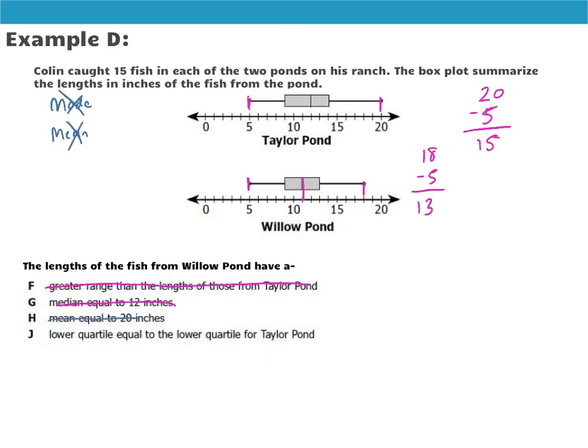So letter J says lower quartile equal to the lower quartile of the Taylor Pond. So we need to see if the 2 lower quartiles are equal. In Willow Pond, the lower quartile is 9. And at Taylor's, the lower quartile is also 9. So letter J is correct because that statement is true.